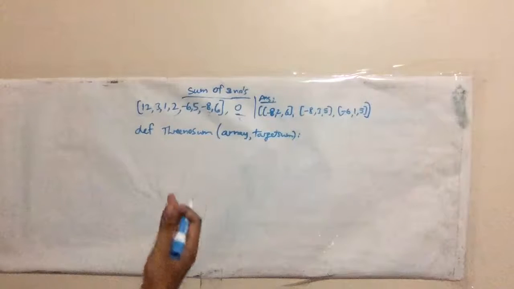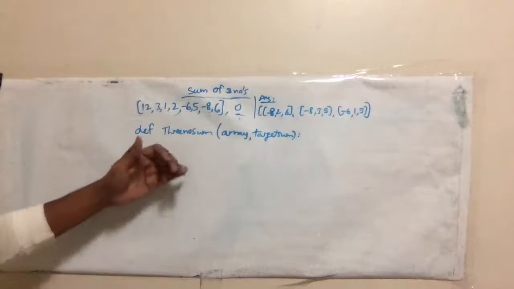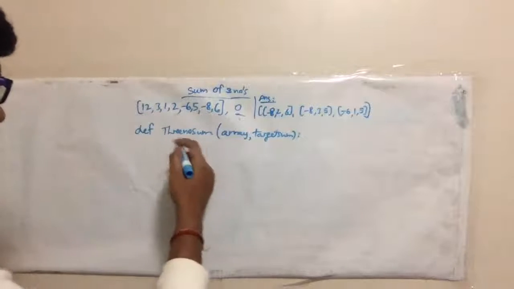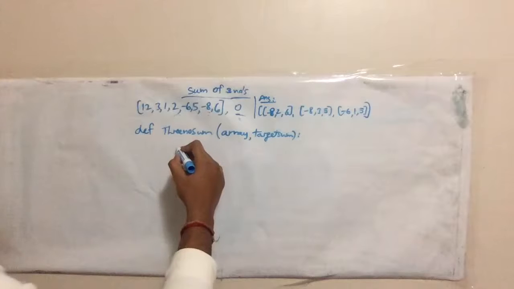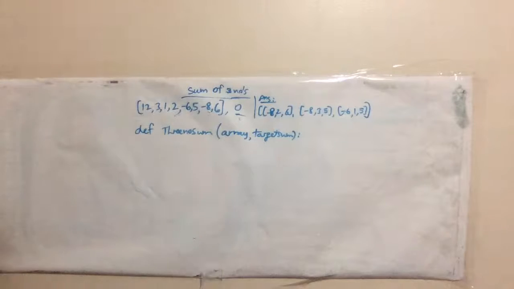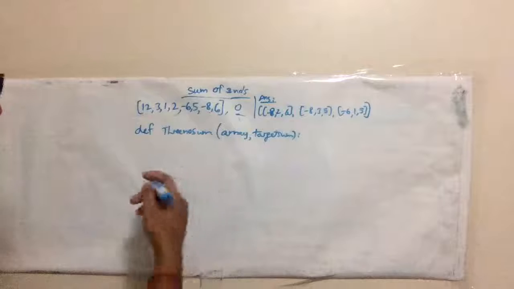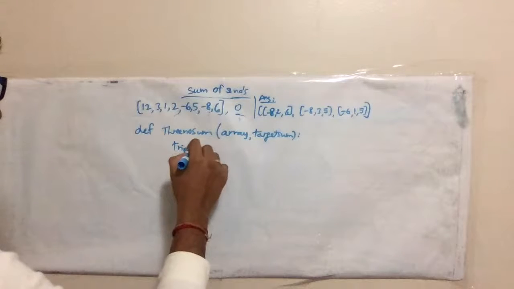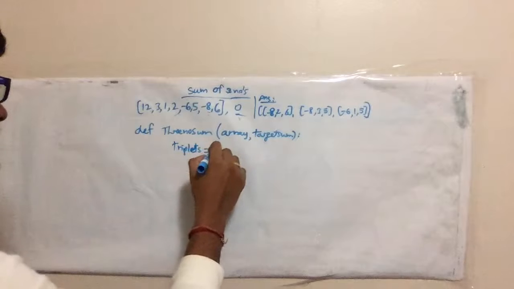Okay, so what we initially discussed, we will make a new array. I can keep this as triplets, a triplets array, an empty list.